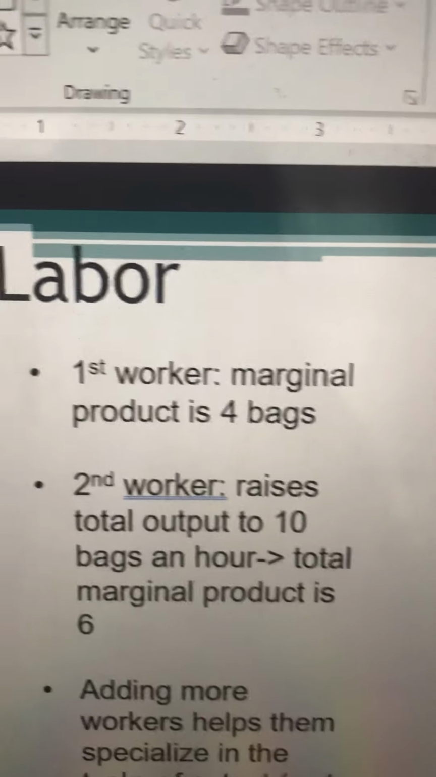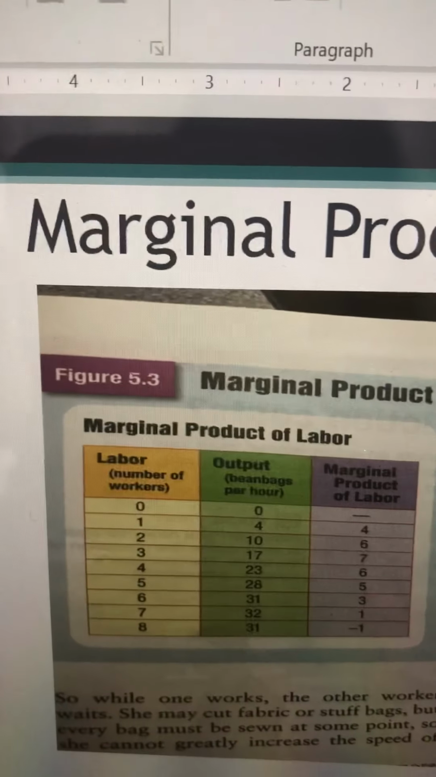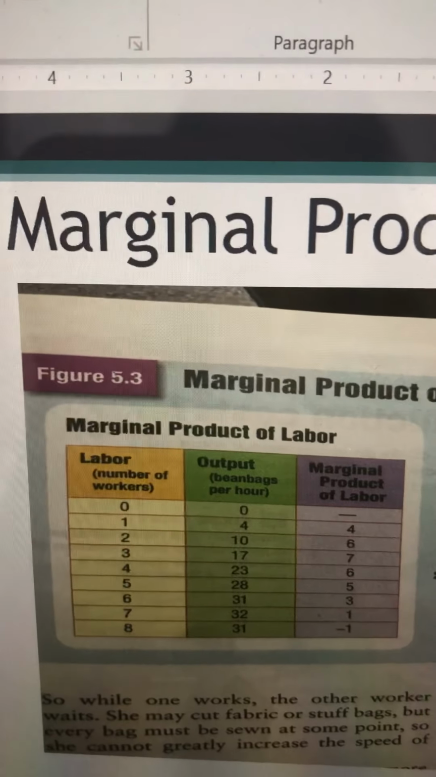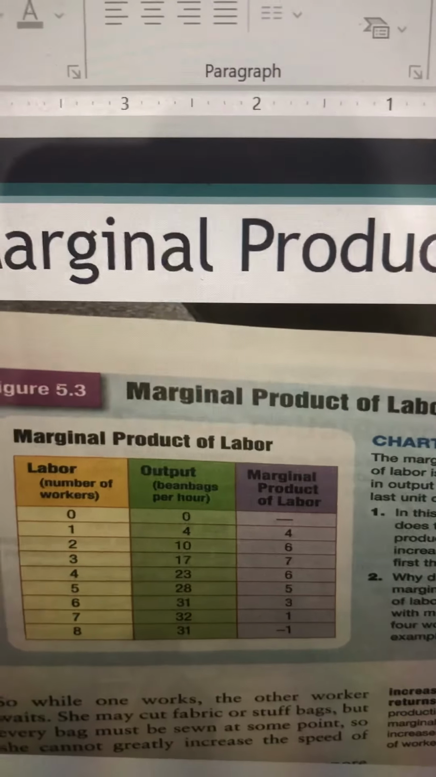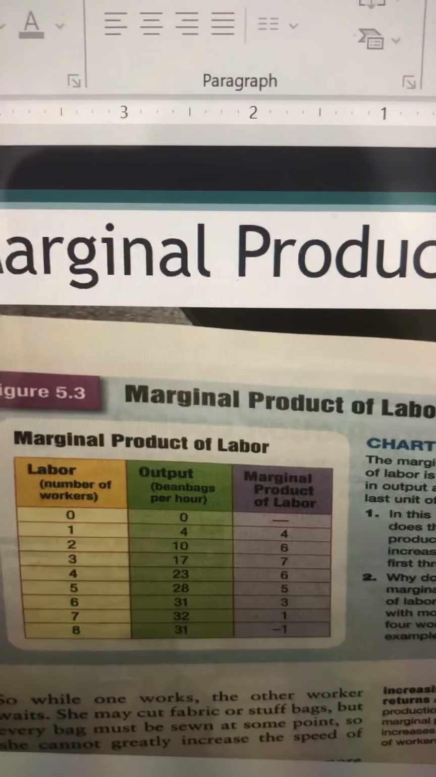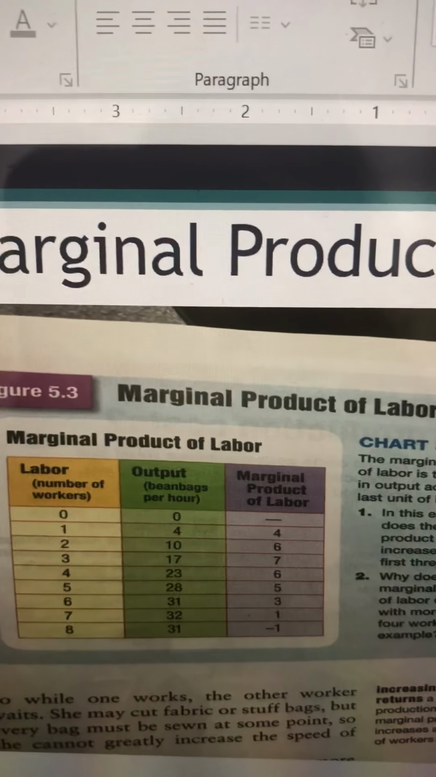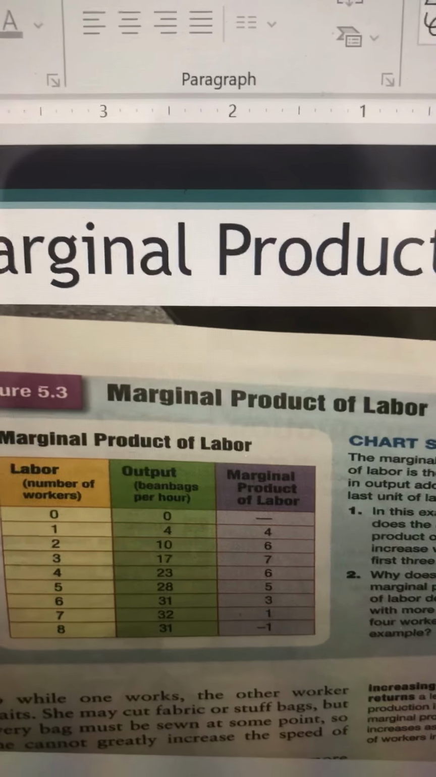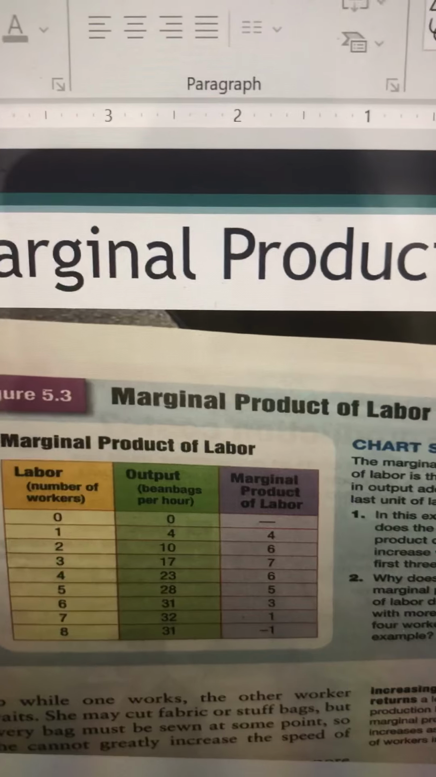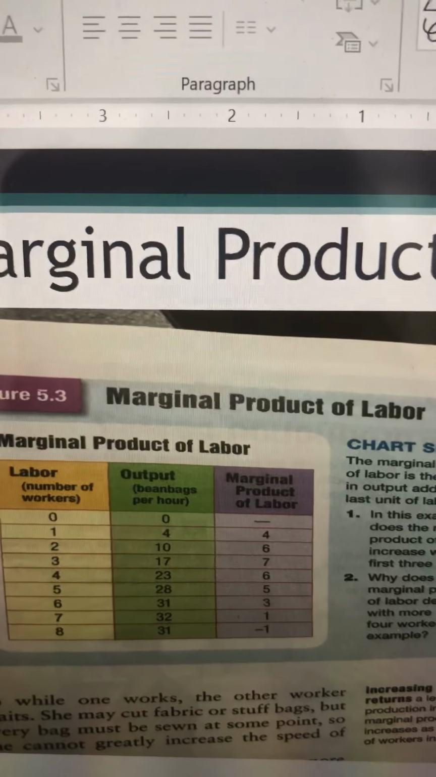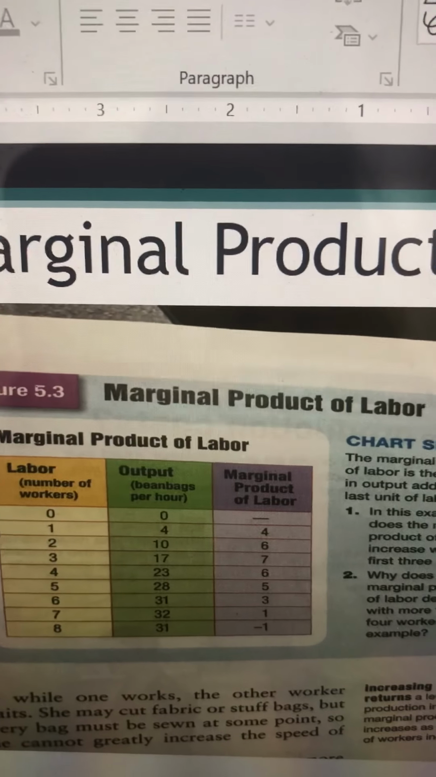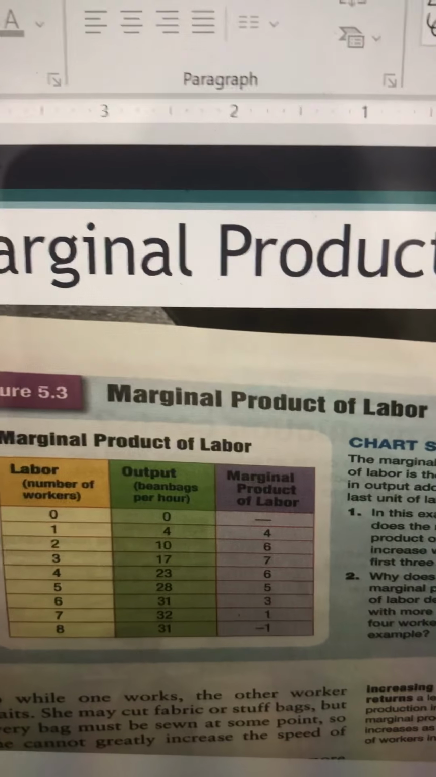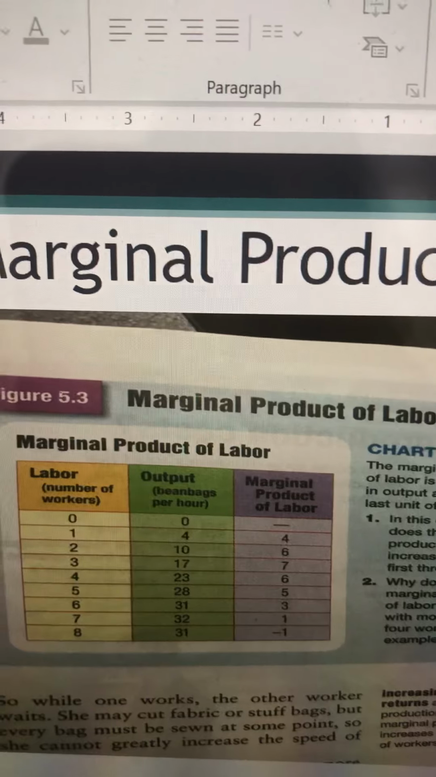So if you see at the first worker, okay, so worker number 1, sorry, I'm going to get you girls dizzy. That worker is making 4 beanbags, right? So the marginal product of labor is 4. At the second worker, the output gets raised to 10, okay? So that marginal product is 6. And I hope you can see you're just simply subtracting: 10 minus 4 equals 6, okay?